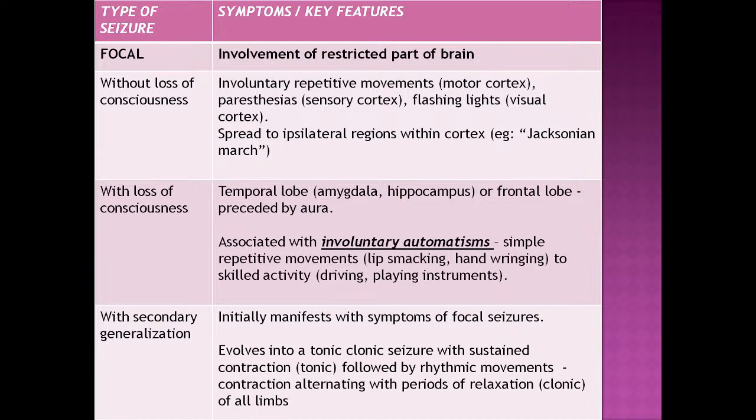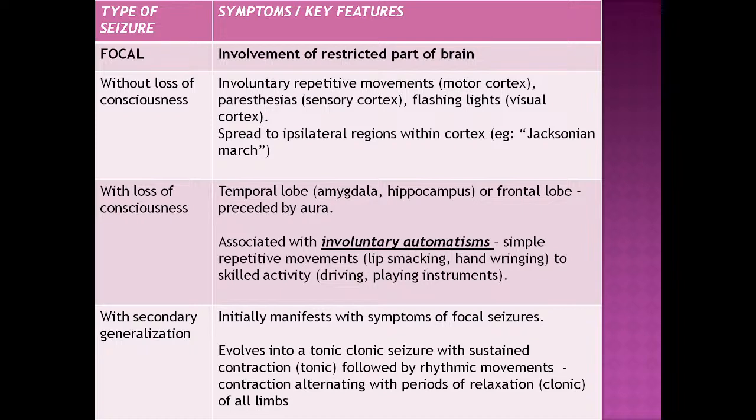This automatism could be in the form of simple repetitive movements like smacking of the lips, hand wringing, driving, playing instruments. So that activity becomes repetitive and it is involuntary. The patient doesn't realize and cannot control the activity which is happening repetitively. There may also be focal seizures with secondary generalization, which means the seizures start as focal seizures, but they become generalized. They involve the entire body.